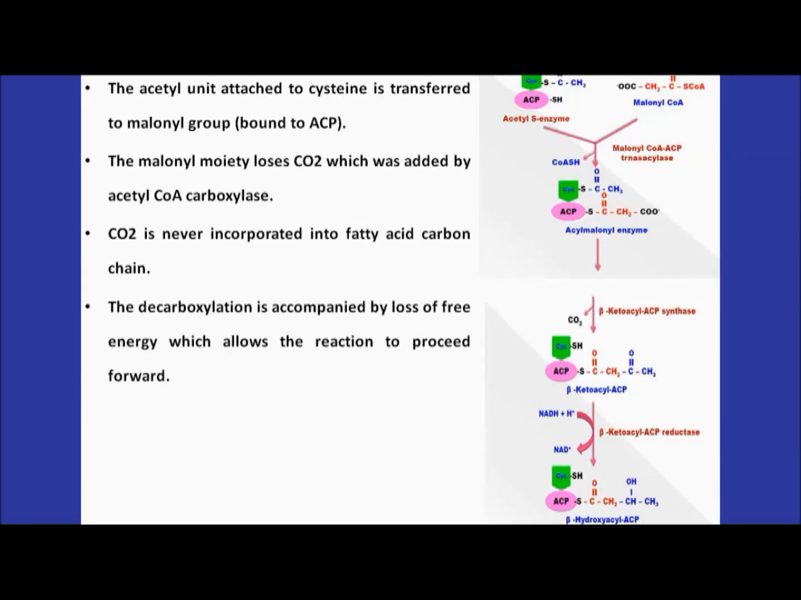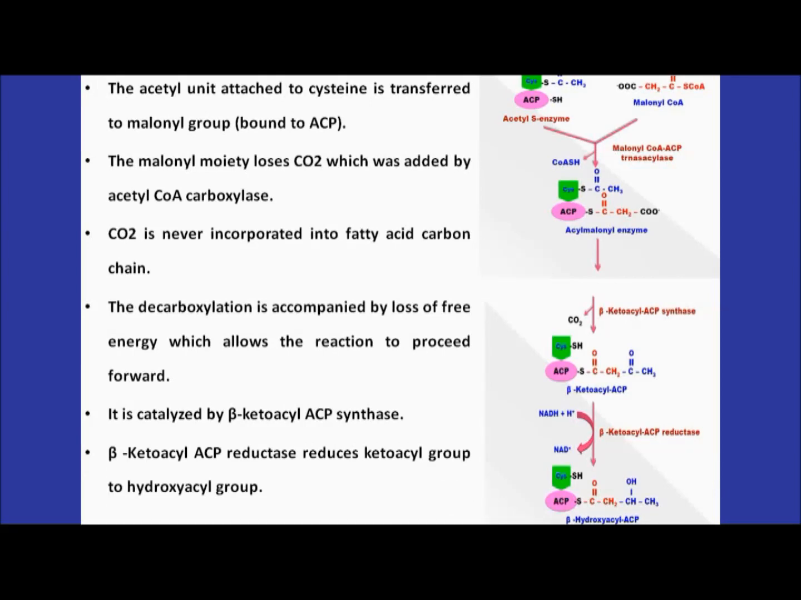The next step is the decarboxylation. It is always accompanied by the loss of free energy, which allows the reaction to proceed forward. Now free energy is available, so the reaction will proceed in the forward direction. Moreover, this reaction is catalyzed by beta ketoacyl ACP synthase. This is the enzyme that is going to forward the reaction now.